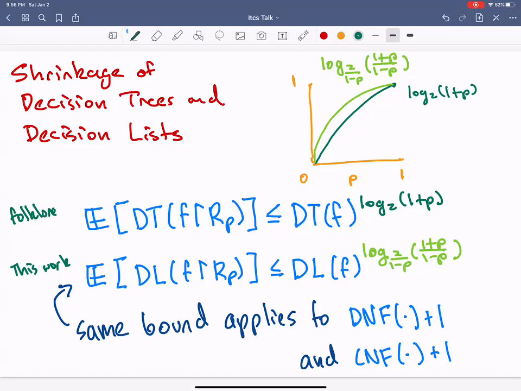Okay, and so this exponent as a function of P is plotted above, and the thing to note here is that this is an increasing function. It's 0 when P is 0, it's 1 when P is 1. And in particular, when P is less than 1, we get a bound which is non-trivial.